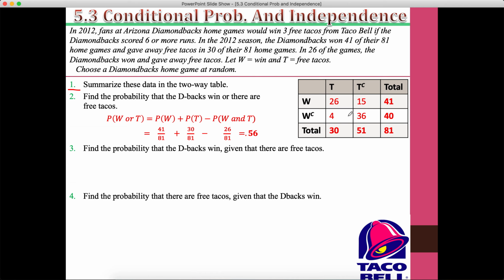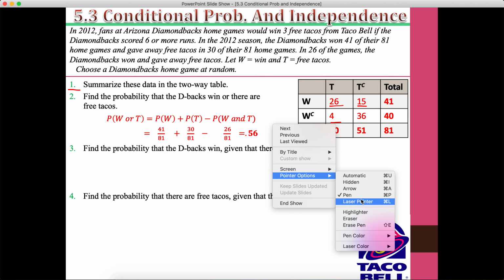If it's laid out in a table, you could also just straight up count things out. A win plus tacos would be this, this, and this. So if I count these up and put them over 81, I end up with about 56%. Or if I just go with the 30 plus the 41, remember that I've double counted the 26, so I have to subtract that.